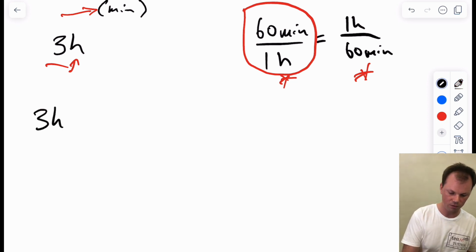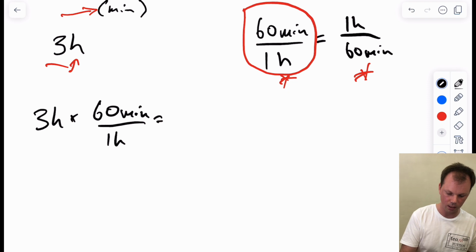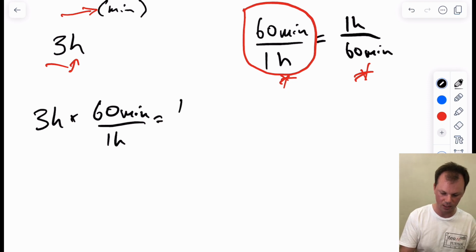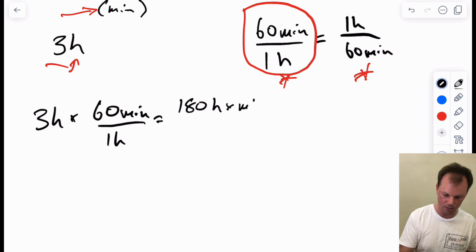So if I have 3 hours times 60 minutes on 1 hour, and I multiply this out, I'm going to have 3 times 60 is 180. Hour times minute over hour.